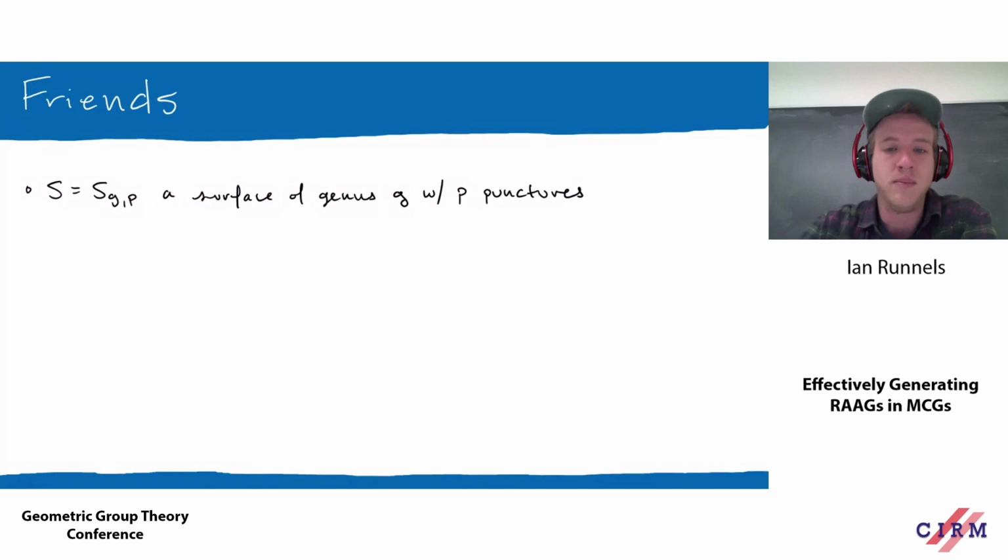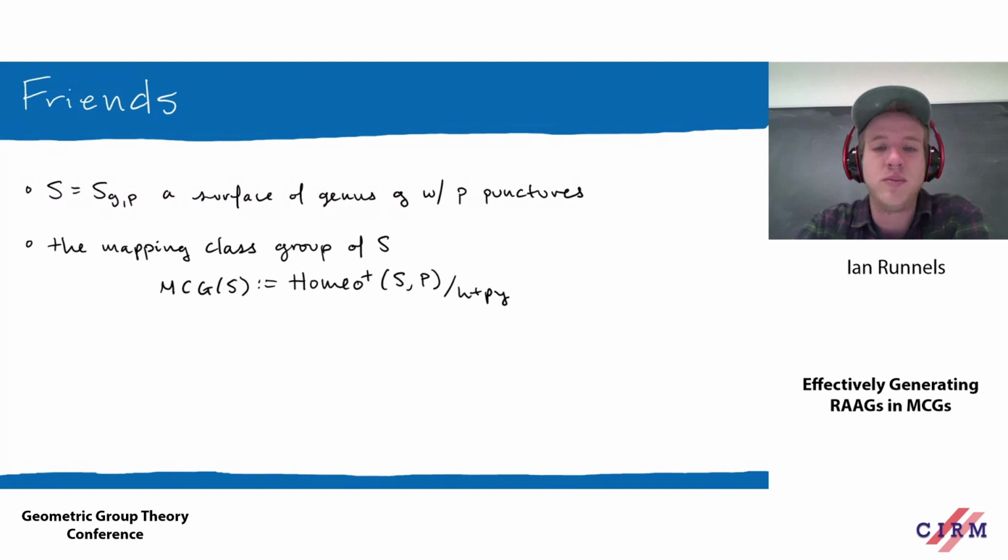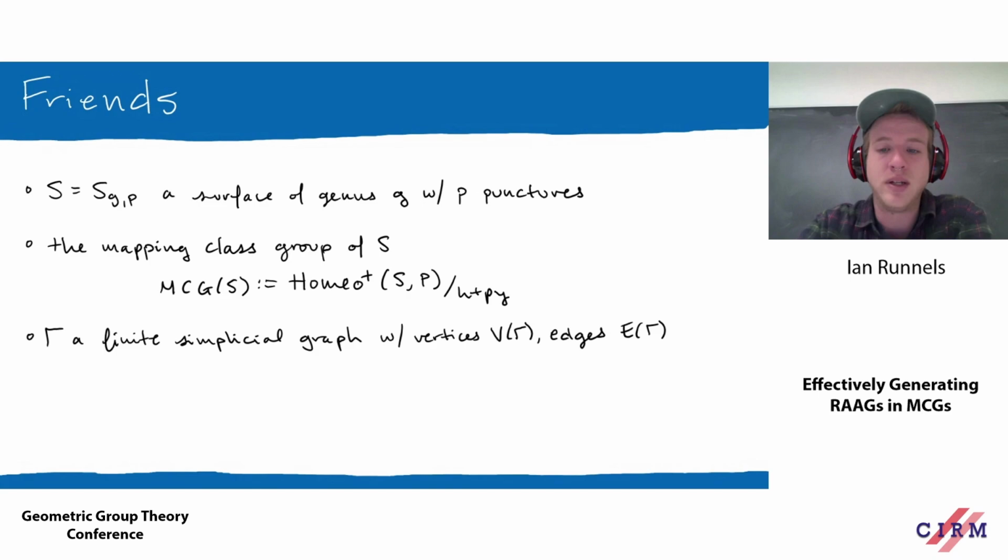We define the mapping class group to be the group of orientation preserving homeomorphisms of S, preserving the set of punctures. And then we quotient out by homotopy. So this is our ambient group today. And we're going to be looking at subgroups of a particular form, namely right angled Artin groups.